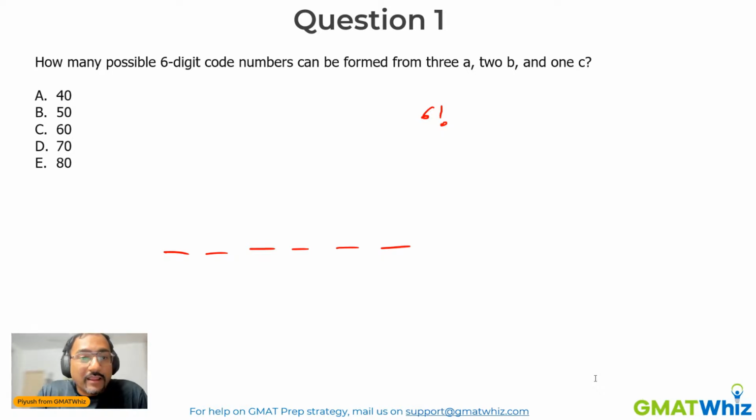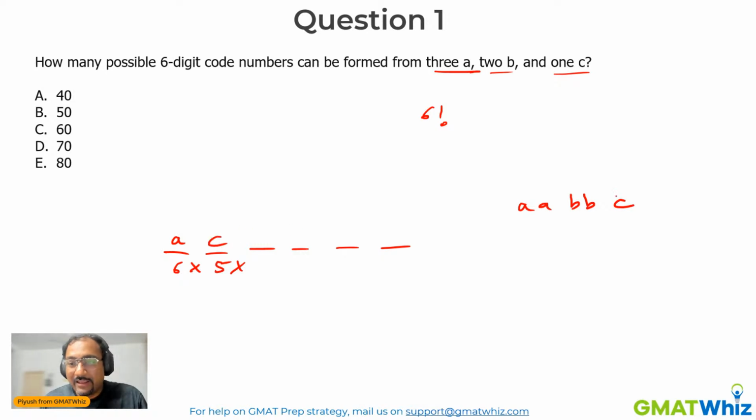Okay, so coming back to this. This is the filling spaces method, something very basic, like six spaces to be filled. For the first place, I have three A's to choose from, two B's and one C. All six options are available. Next place, I have five options. If I place, let's say, A here, then I'm left with two A's, two B's, and one C to pick from. Then I have five options for the next place. Let's say I place a C here, then I have four options for the next place, and so on.